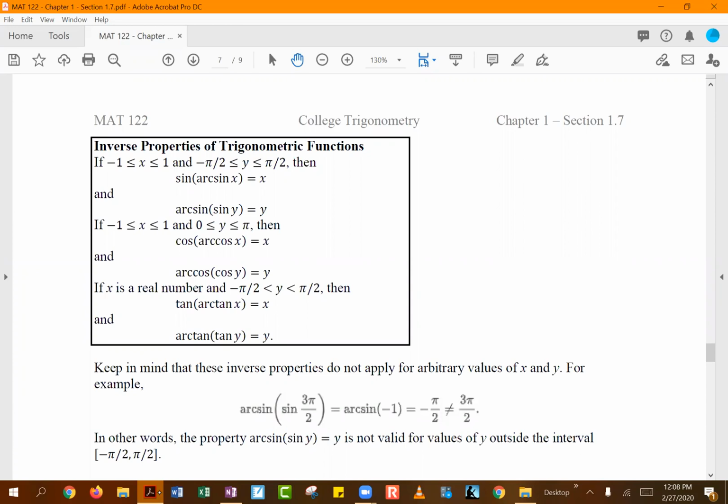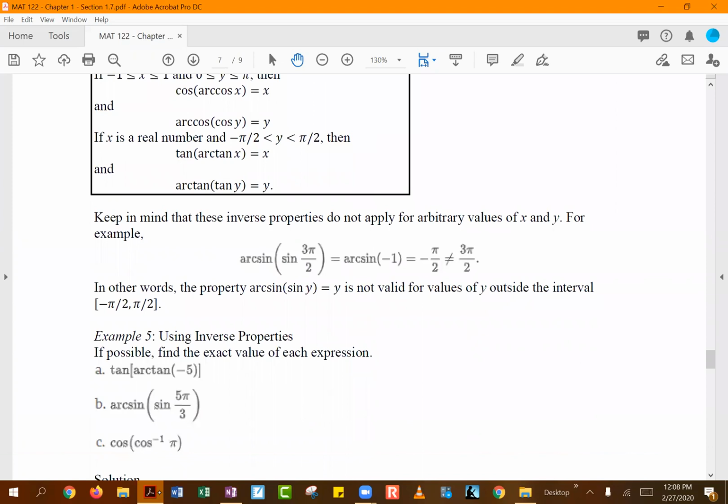So you can actually use this to help you come up with some of these exact values for these functions. Keep in mind that they do not apply to any arbitrary value of x and y. If they do not stay within the domain and range of these functions, you cannot use this rule of composing the two functions. So what's happening here with 3pi/2?